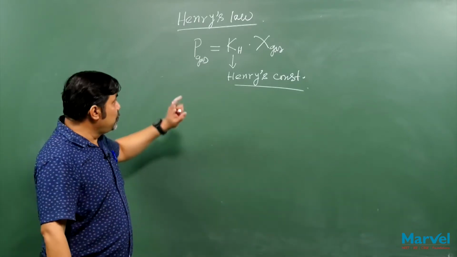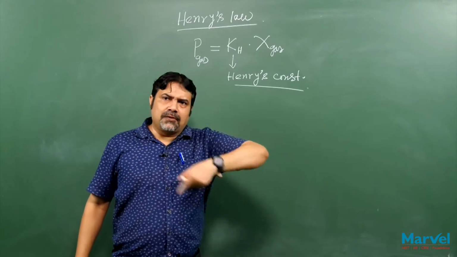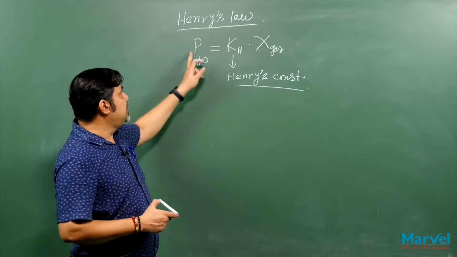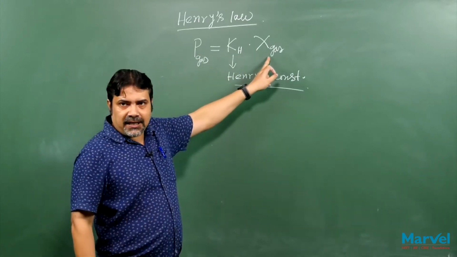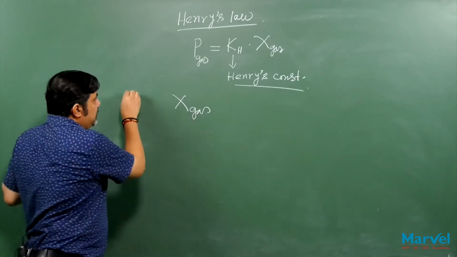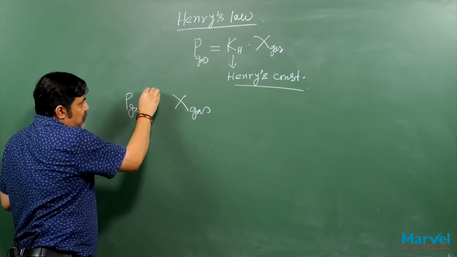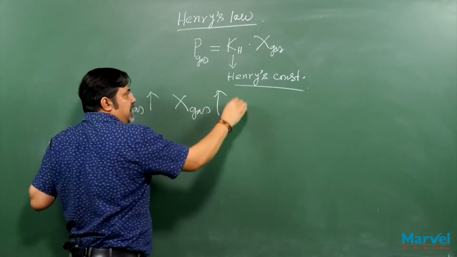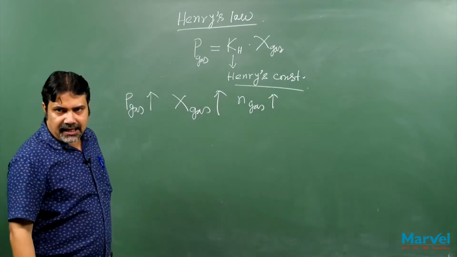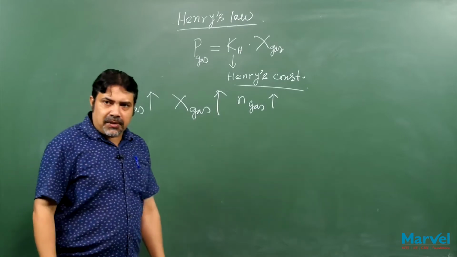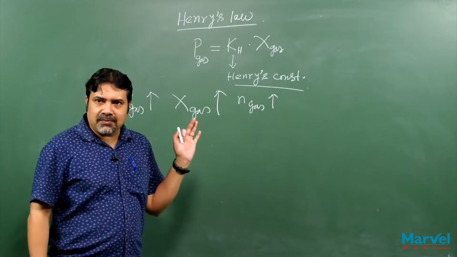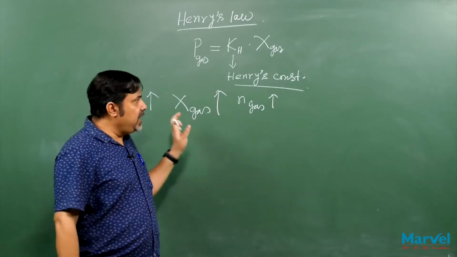So if you increase the pressure, more gas will be soluble in the liquid. That is what you have to understand, because pressure is directly proportional to the mole fraction of the gas. If we increase the partial pressure, then the mole fraction of the gas will increase. That means the number of moles of the gas in the liquid will be more. Mole fraction is nothing but the number of moles of the gas with respect to the total number of moles. Already we discussed the mole fraction, my dear. You got the point? So this way you have to understand.